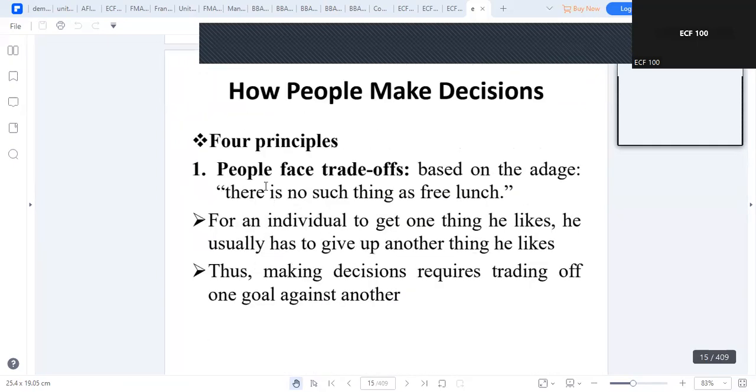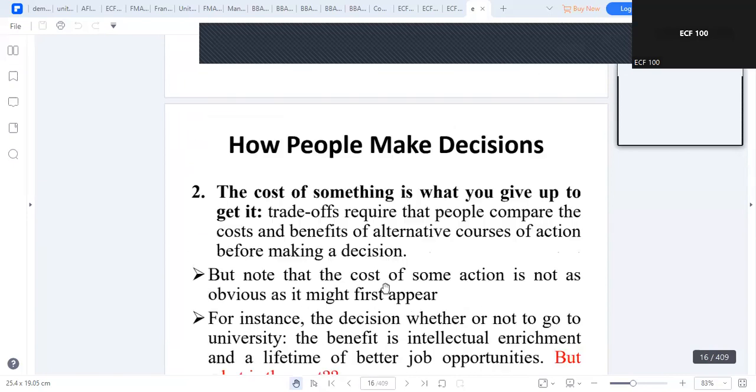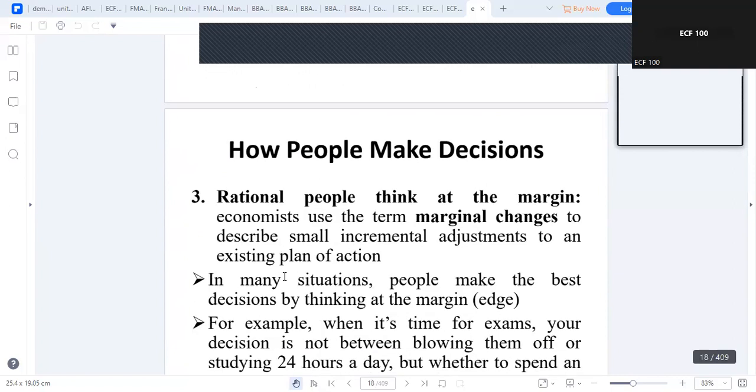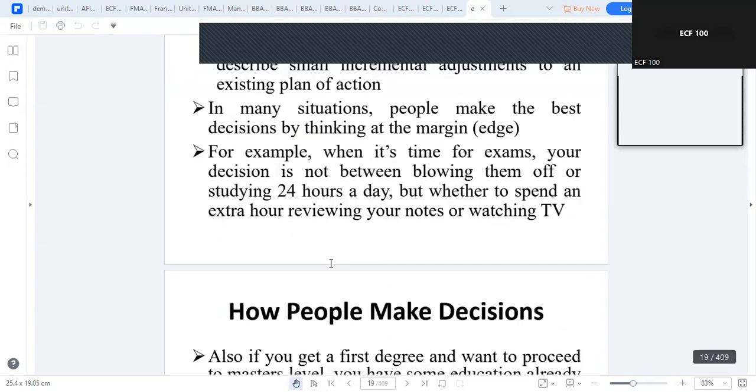So the decisions that we make are mainly based on, number one, people face trade-offs. Secondly, the cost of something is what you give up to get it. And thirdly, rational people think at the margin. So here, the term marginal changes, like I said, is incremental adjustment to life. So in many situations, people will make the best decision by thinking of what it will add to their lives. For instance, at the time of exams, the decision of either blowing off the 24 hours in a day by watching TV, going to watch your maps, or spending time having to cram these theories of dead men.